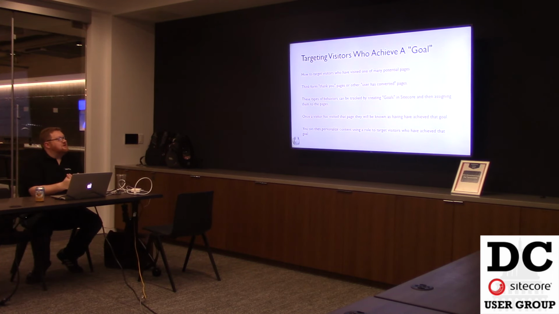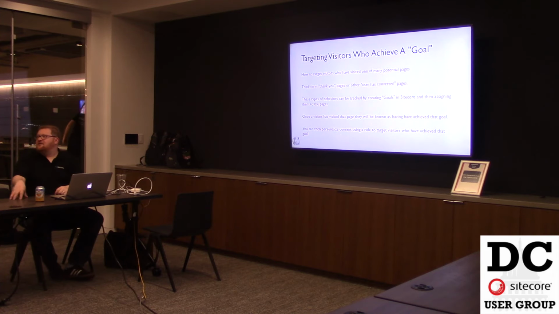So goals are the way that you're able to target visitors who visited one of many potential pages or done one of many potential actions. You can think form thank you pages or other types of user-has-converted pages, like the here's your order total cart page or something like that. If you want to personalize based off of has this person filled out a form, and if you apply the goal to those thank you pages, it doesn't matter which form they filled out, as long as they go to that thank you page, that goal will be applied.